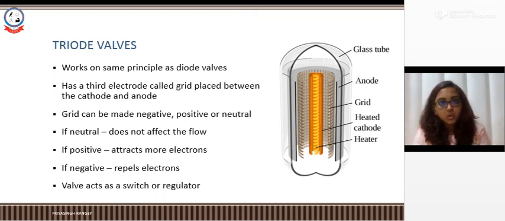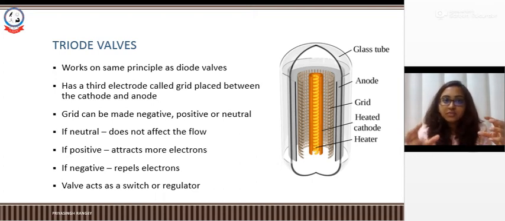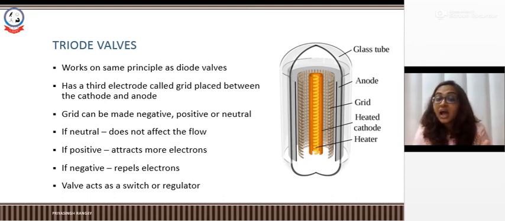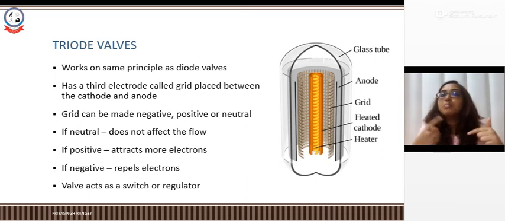When this grid is positive, that is, when we are charging the grid as positive by the external circuit, what is going to happen? Since you have a more positive charge now built up, because the grid is positive as well as the anode is positive, more electrons are going to be attracted from the cathode towards the anode, and more current is going to flow into the circuit.